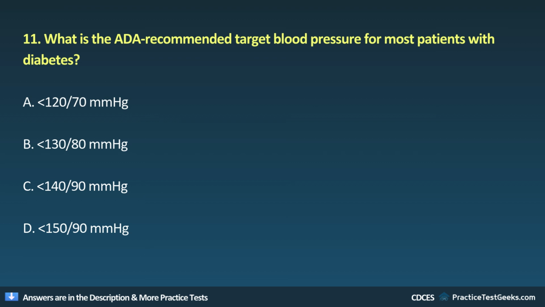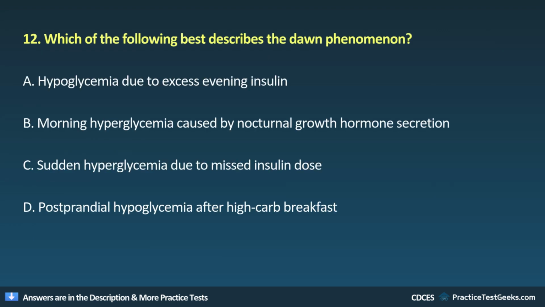11. What is the ADA recommended target blood pressure for most patients with diabetes? A. Less than 120/70 millimeters of mercury. B. Less than 130/80 millimeters of mercury. C. Less than 140/90 millimeters of mercury. D. Greater than 150/90.